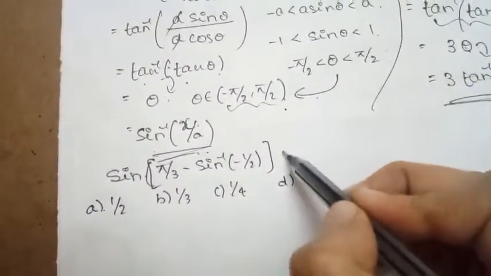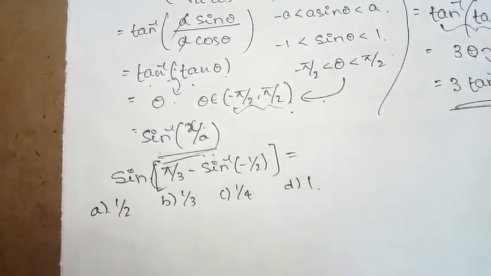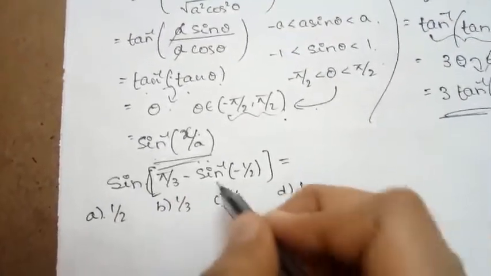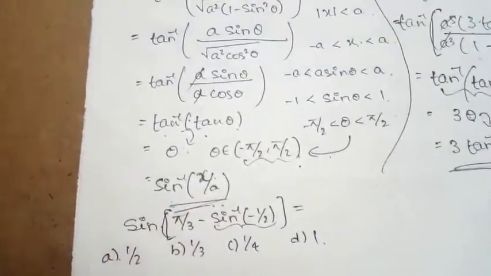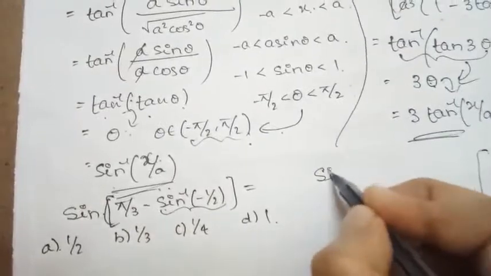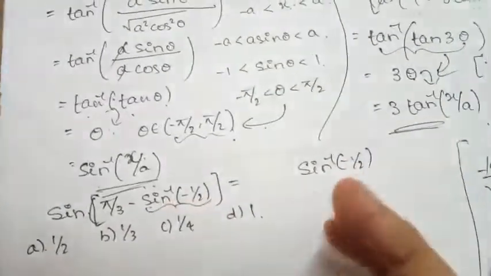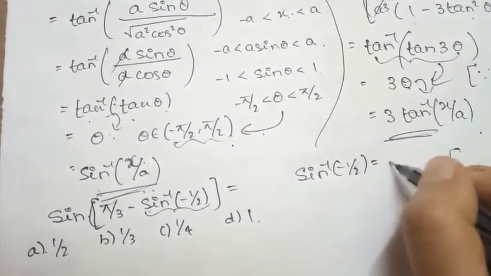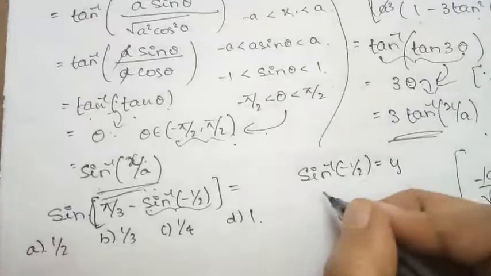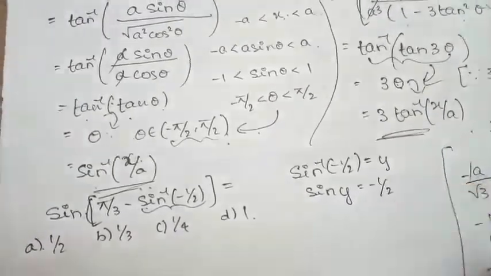The next question is that we need to find the value of this one. Before solving sine of pi by 3 plus, first we need to solve sine inverse of minus 1 by 2. If you get it directly, you can solve it directly. If you feel it is difficult, take that one as y or x. What are we going to get? Sine y is equal to minus 1 by 2.